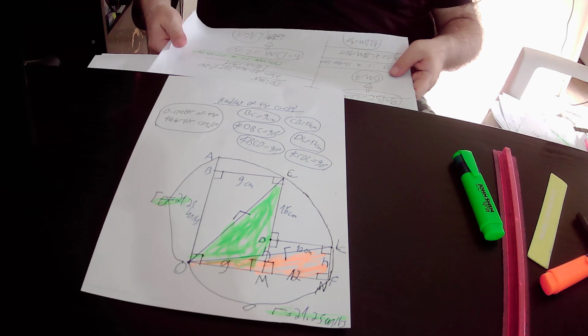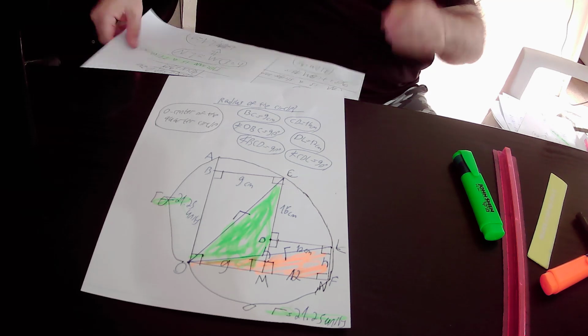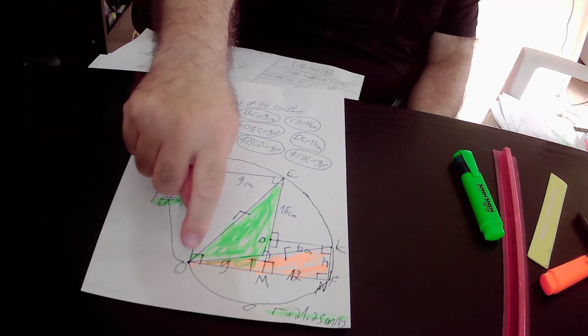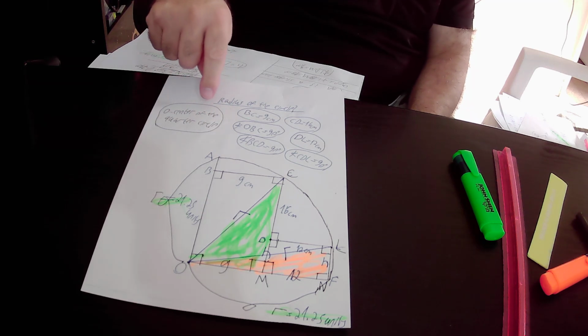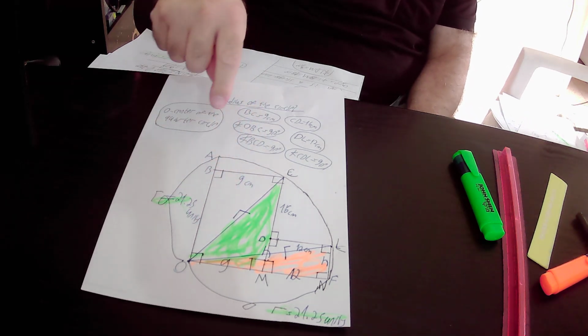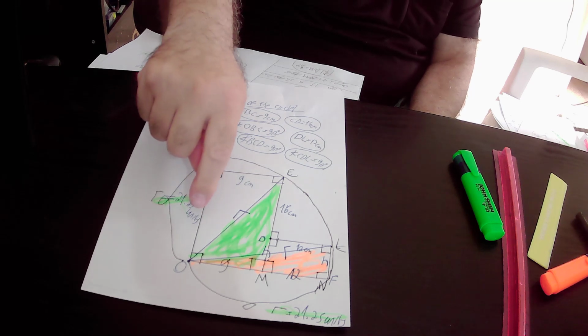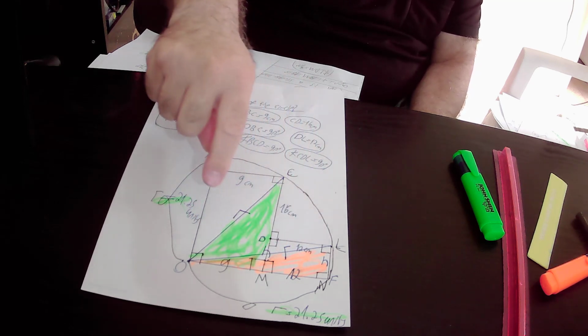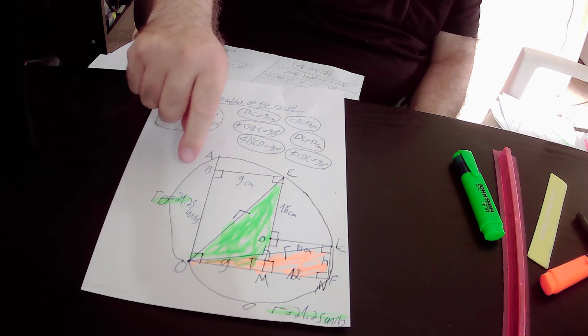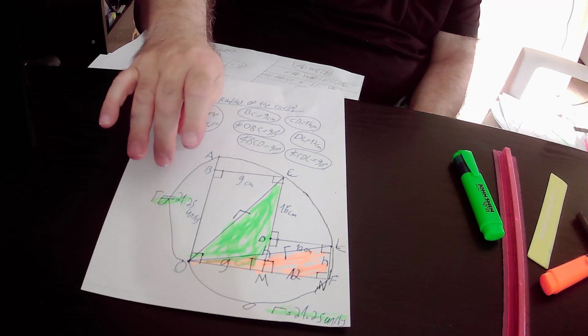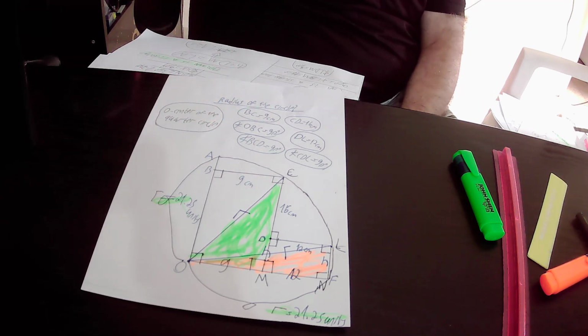Okay, so because this is a quarter circle, it means that point O is the center of the quarter circle. This angle equals 90 degrees, and side AO and side OF are both the radii of the quarter circle, equal to R according to our definition.